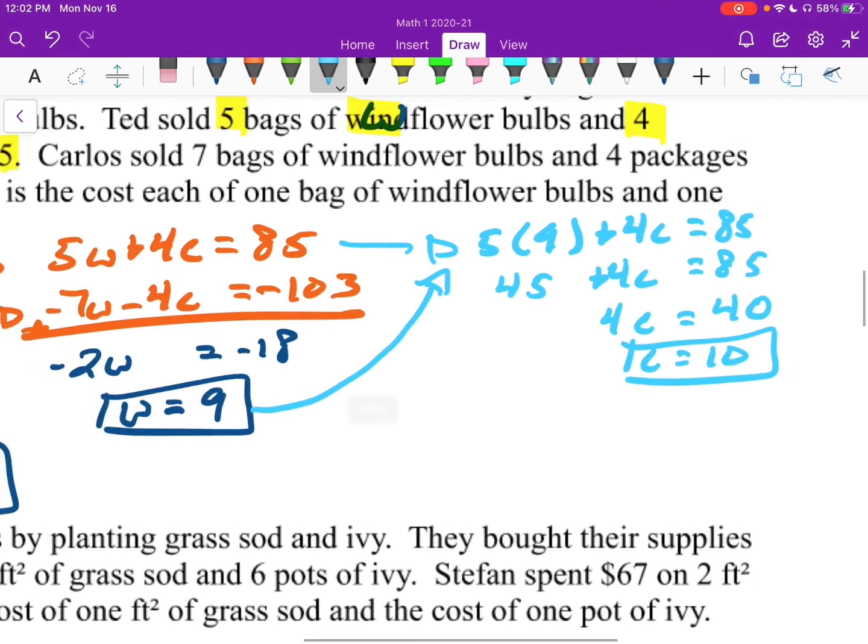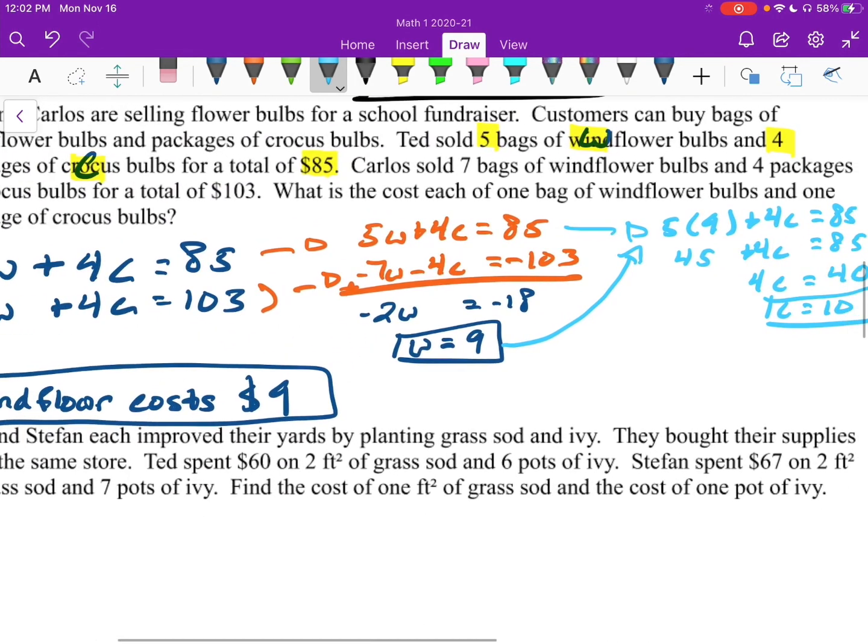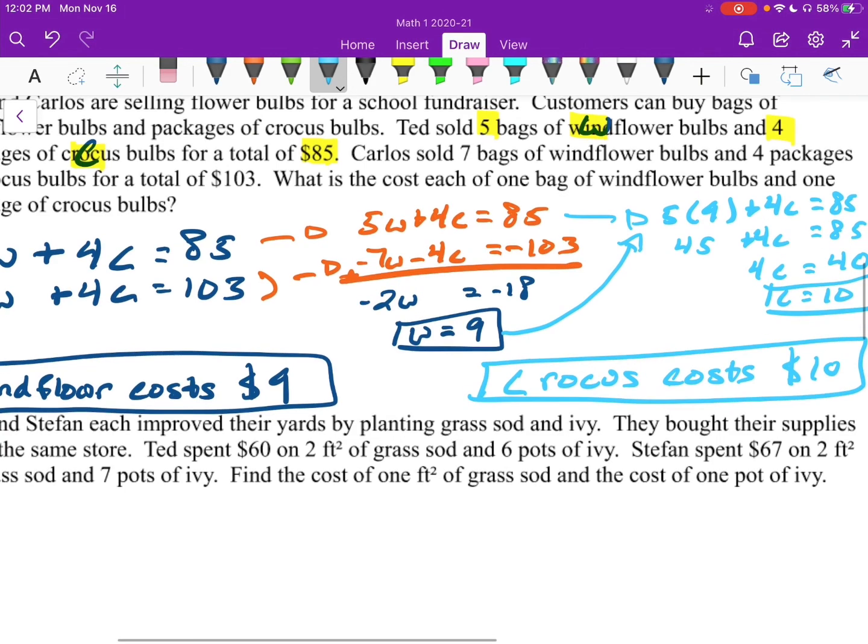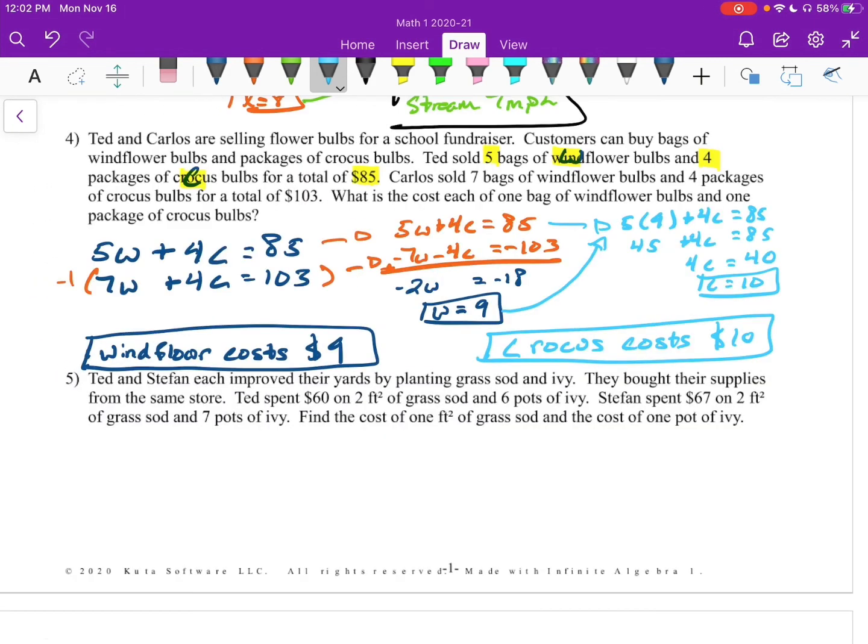So that tells me that the crocus costs $10. All right, there we are.